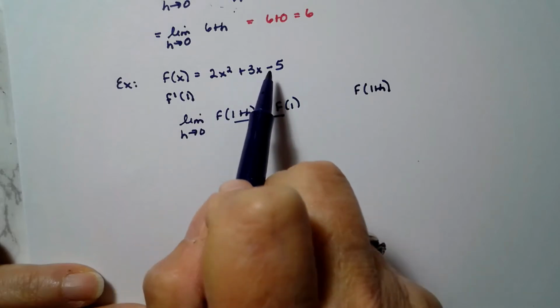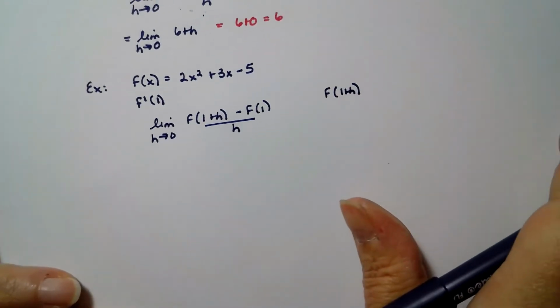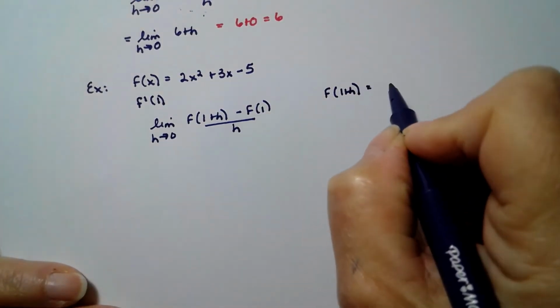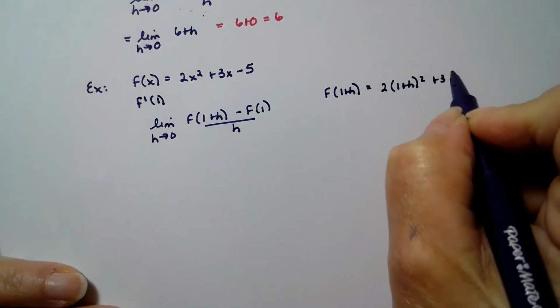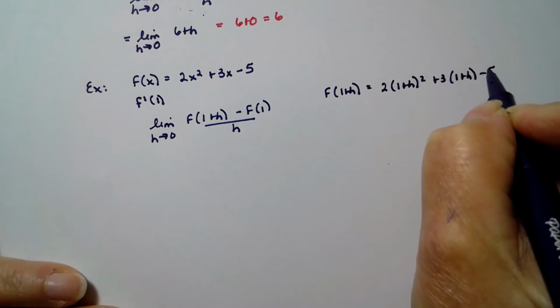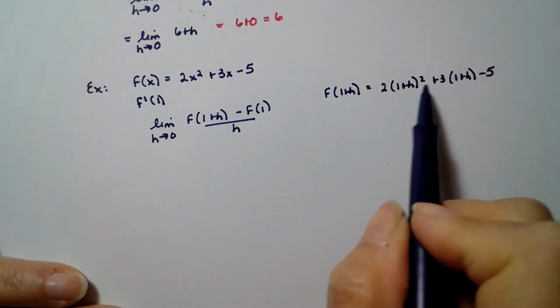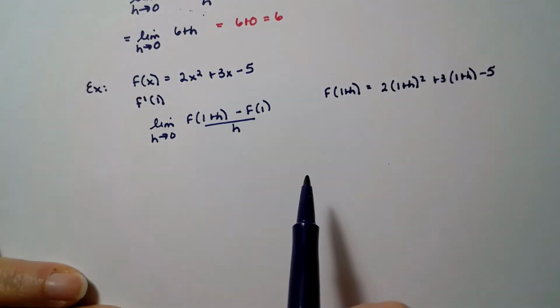Well, this equation is bigger, so that means it's going to become more nightmarish. Well, that's equal to 2 times (1 plus h) squared plus 3 times (1 plus h) minus 5. In other words, I have to plug this in for every x I see in my function.